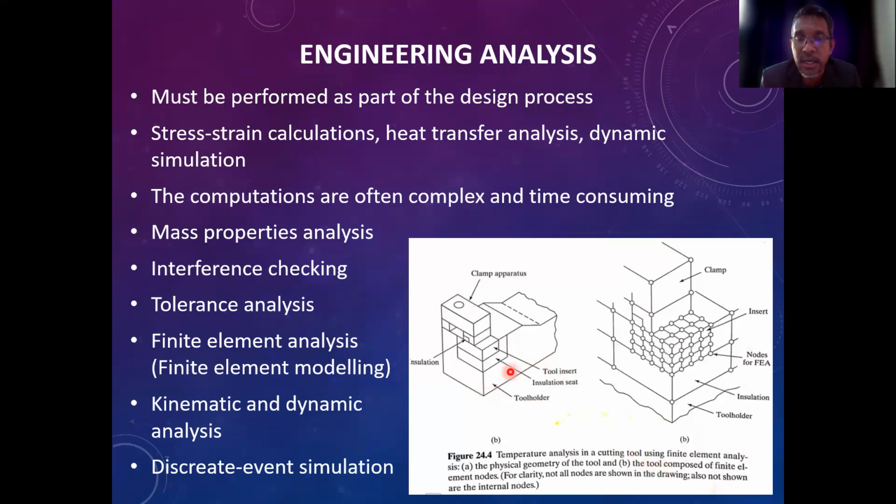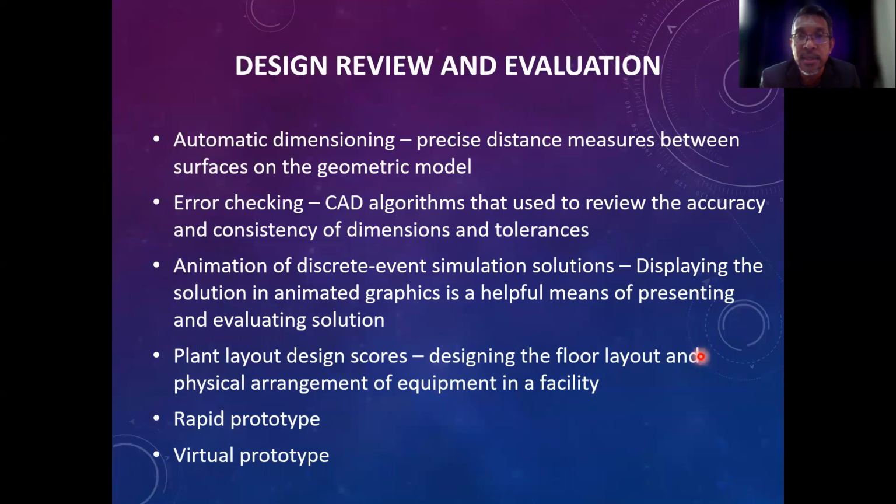You can see from this figure, this tooling part is used to do a temperature analysis of cutting tools using finite element analysis. So this is a cutting tool. In this figure, you can see the nodes using the finite element analysis. So you can see the nodes when you do the analysis. That is how you can use finite element modeling to do engineering analysis and to do optimization. And then design review and evaluation to evaluate.